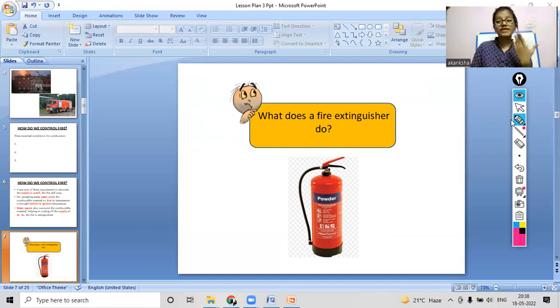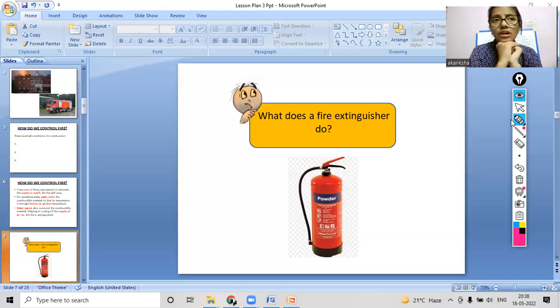You have to share your answers in the chat box. I will give you 10 seconds. Then we will discuss why we have this fire extinguisher. Till then, you can write your answers in the chat box. After 10 seconds, we will discuss it. Okay. Yes, I can see the right responses. Yes, very good.